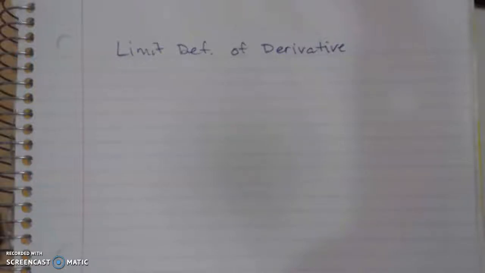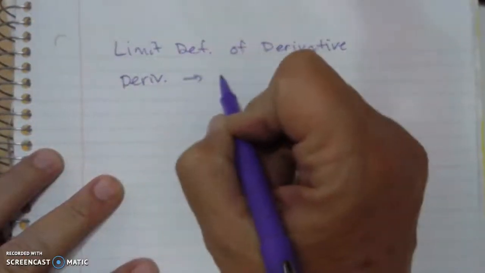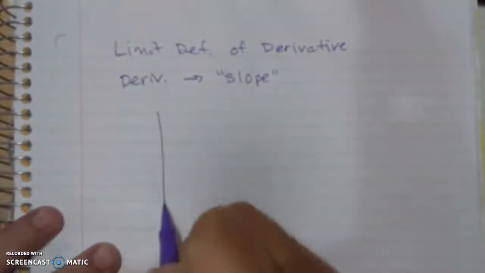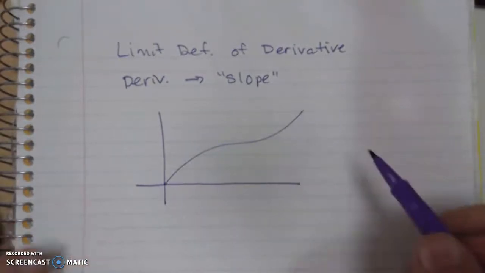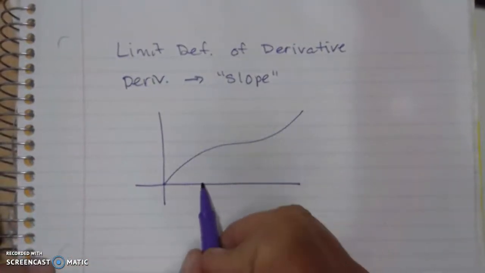Okay, so today we're going to start talking about derivatives, but we're going to use the idea of limits. So the limit definition of a derivative. But really what you need to understand is the derivative is just a fancy way of talking about the slope. Okay, so let's say I have some function, whatever that function looks like. And the derivative allows me to find the slope at a specific point.